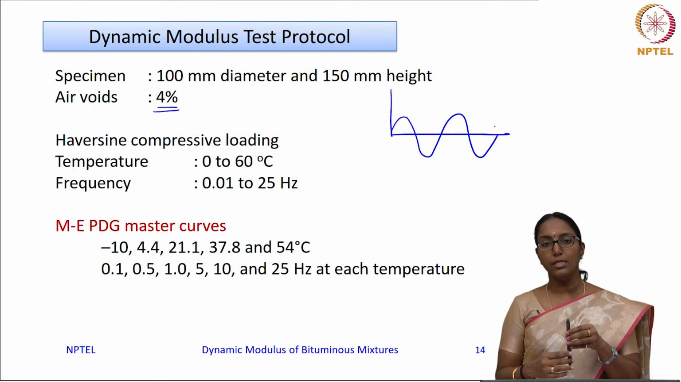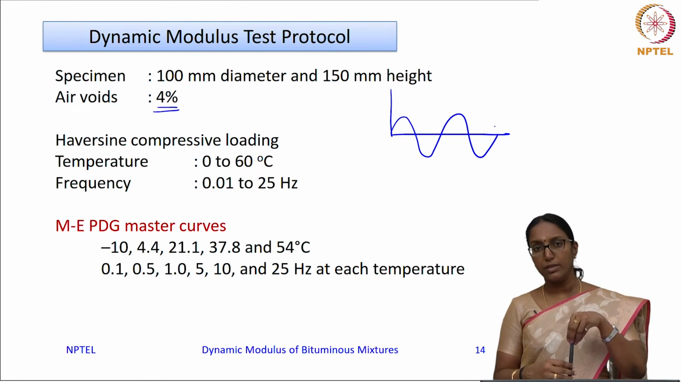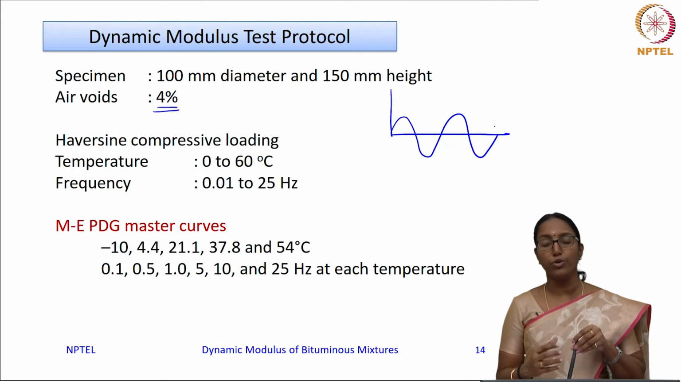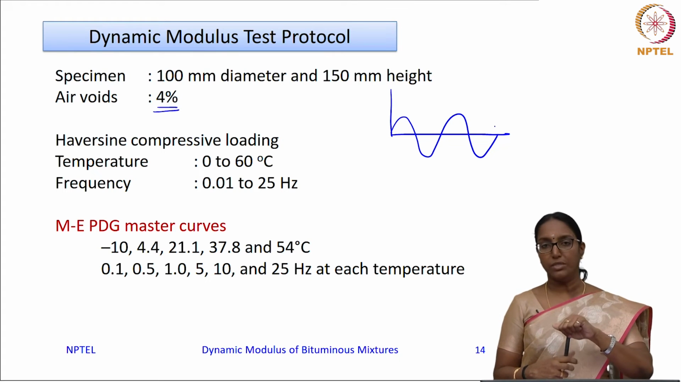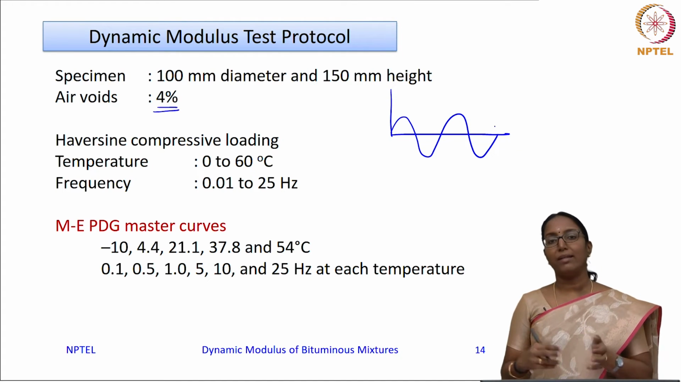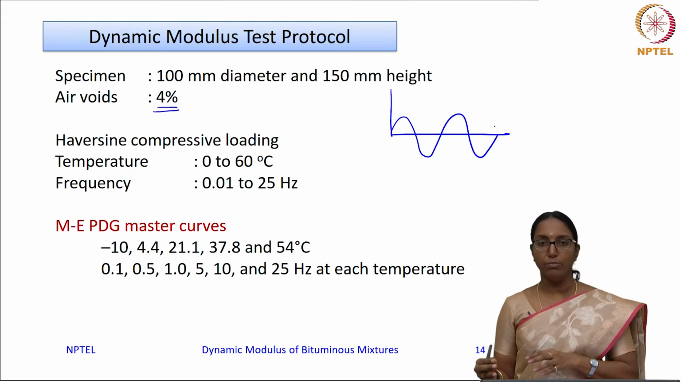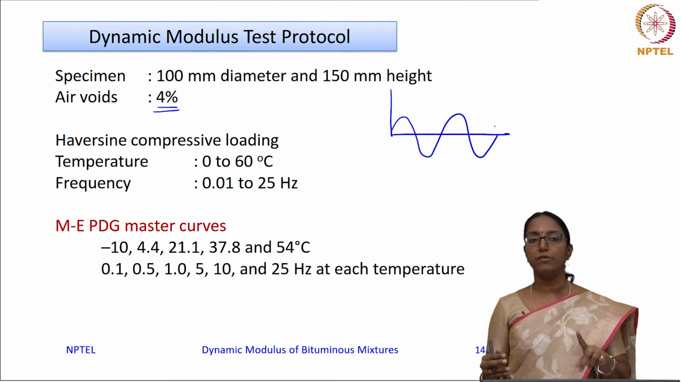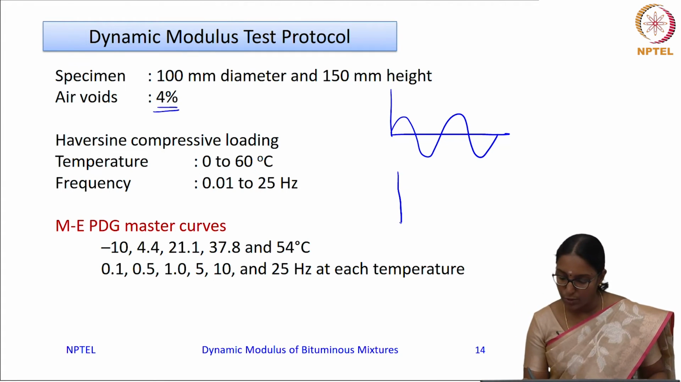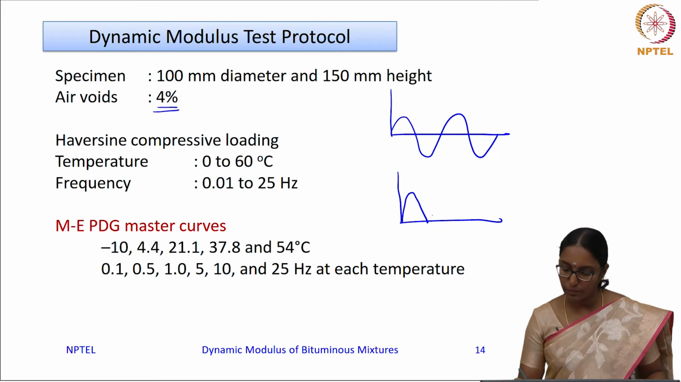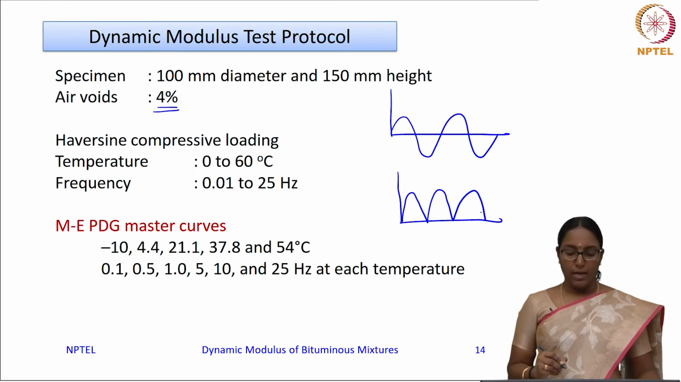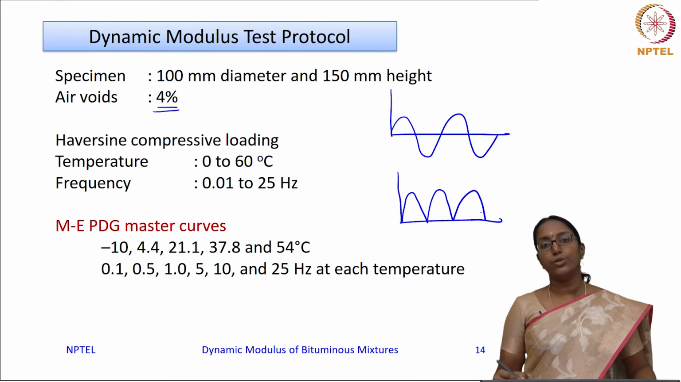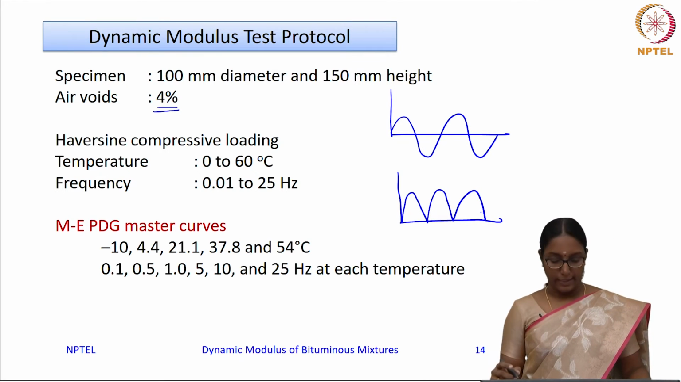So, in a cylindrical specimen, if I have to apply compression tension, the test procedure will become far more complicated because you have to apply a tensile load and then a compressive load. So, rather than doing it in a tension compression mode, it is actually done in a Haversine compressive load. Say it will be loaded like this in a Haversine fashion. Okay. How this is analyzed to a sinusoidal wave, that we will discuss later.